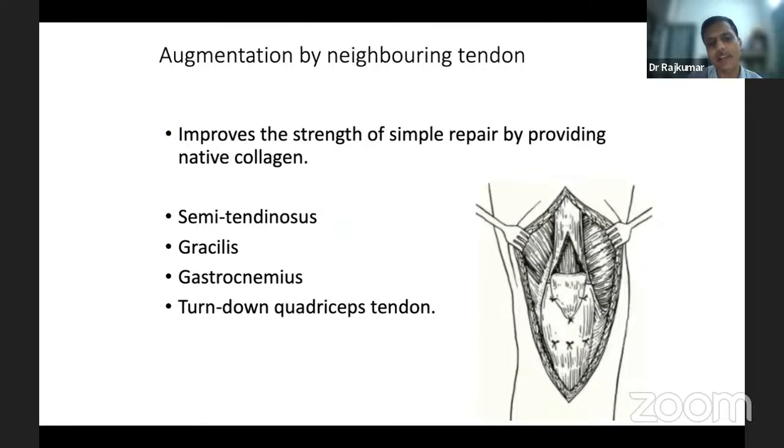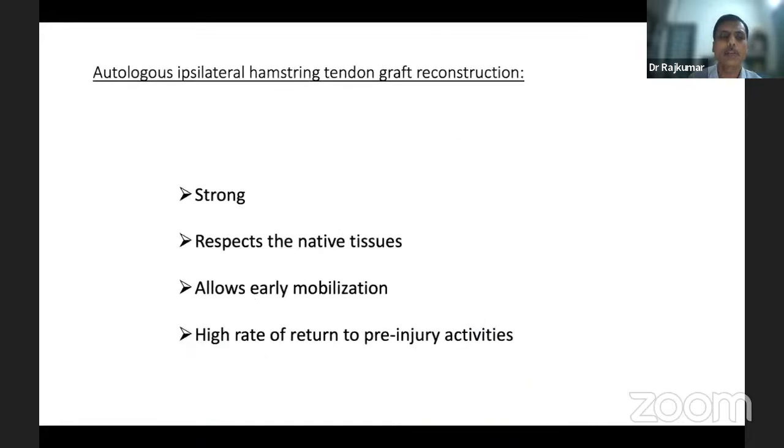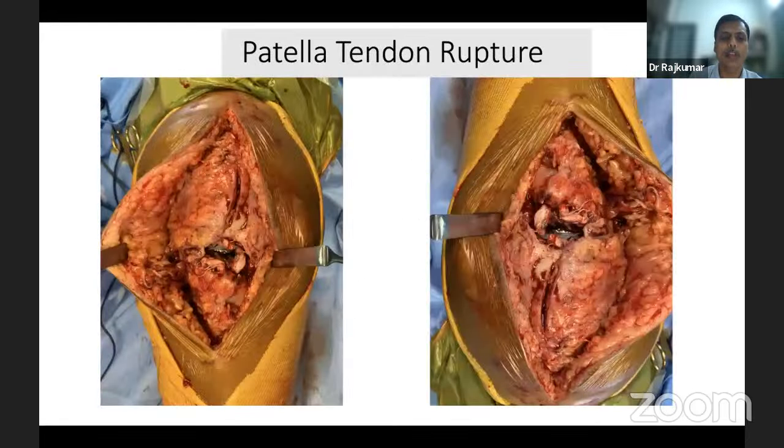Augmentation by neighboring semitendinosus, gracilis, whatever you are familiar with. If not, you can call the specialist who is well versed with these kinds of tendon harvesting and augmentation techniques. So again, this is a schematic representation. If there is a mid-substance tear or rupture, how to augment it. So these are all the techniques of how to do that fixation. I will show you one example here.